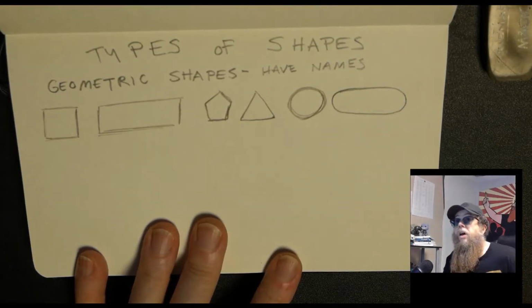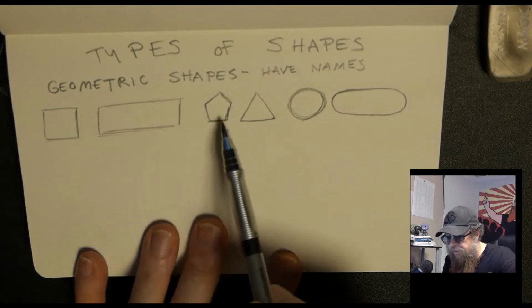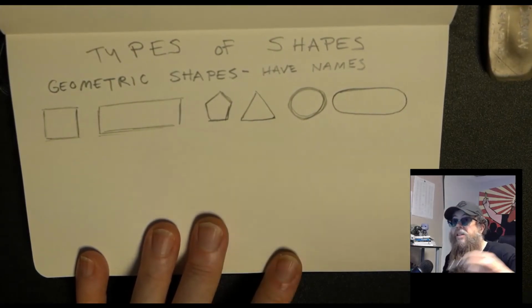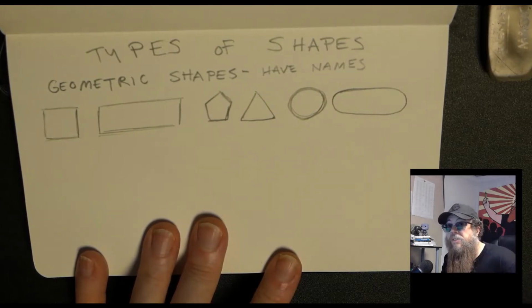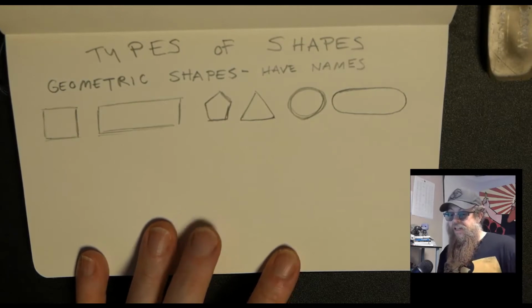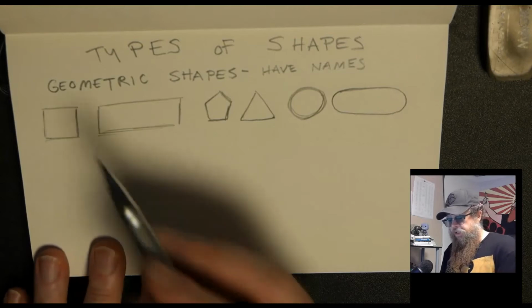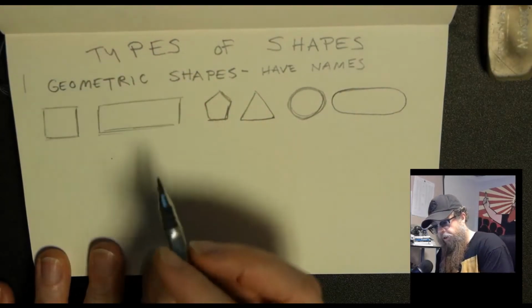Now, any of you that are really smart know that these have 4 sides. Pentagon, pent means 5 sides. You know that keeps going. We get a hexagon with 6 sides, a heptagon with 7 sides, an octagon like a stop sign with 8 sides. It just keeps going forever and ever. So those are your geometric shapes. They all have names.